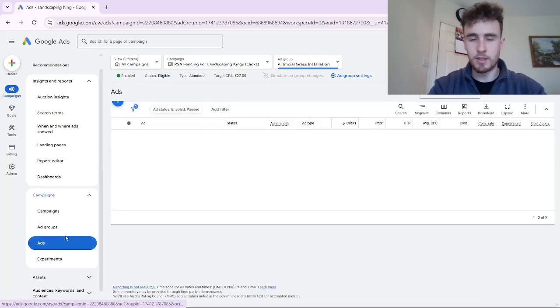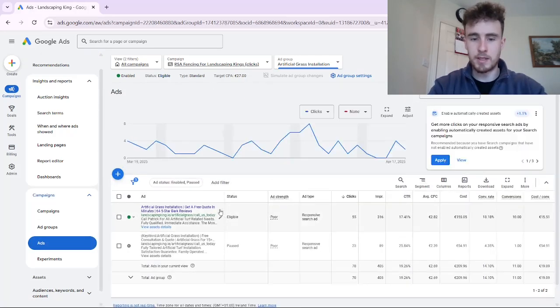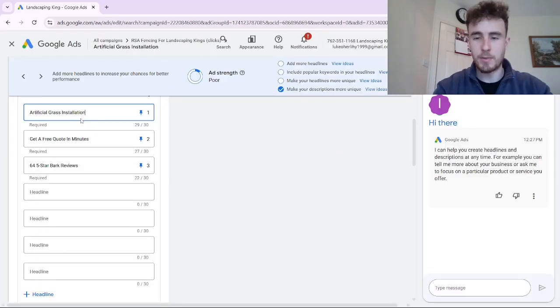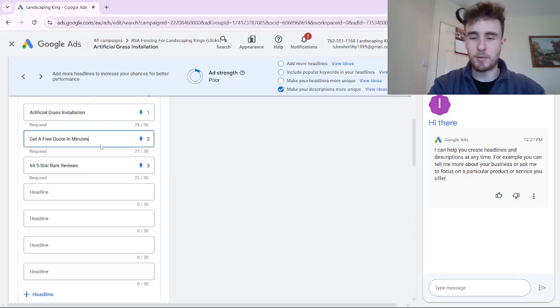But just to briefly summarize, what you really want to do is have highly compelling ad copy. And to do this, you want to have ad copy that's likely to have a high click-through rate. And to have high click-through rate, you want to make sure that your ad copy is highly relevant to the actual keywords of that ad group. So you can see here, for example, in this ad, the headline 1 is artificial grass installation. And the reason for that is because all of the keywords of this ad group are related to artificial grass installation.